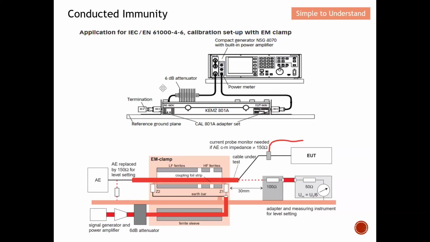So this diagram here is actually the calibration setup. For this method, when we conduct immunity testing using this EM clamp, before you can actually test, you need to do a calibration. Why do we need to do calibration? This is to ensure the correct amount of EM wave is coupled to the conductor of the cable. Because of this, we need to do a calibration before we can do the testing. However, if you have saved your calibration result, it's also okay. You just need to rerun your calibration result to facilitate the test.